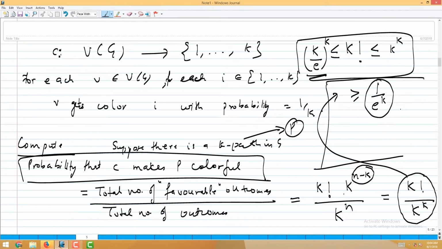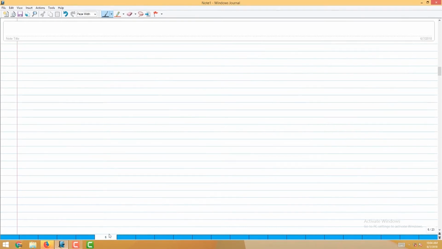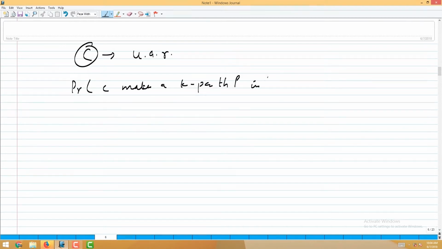So this is clear. Let me just go to the next slide. So what have we done? We chose C uniformly at random. C was the coloring, a random experiment, and we know that the probability that C makes a k-path P in G colorful is at least 1 by e power k.